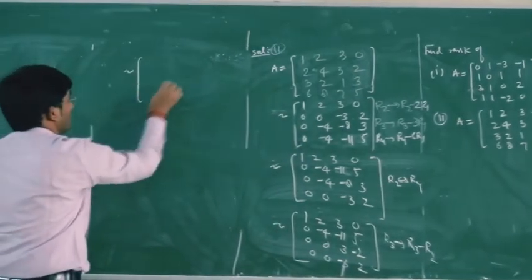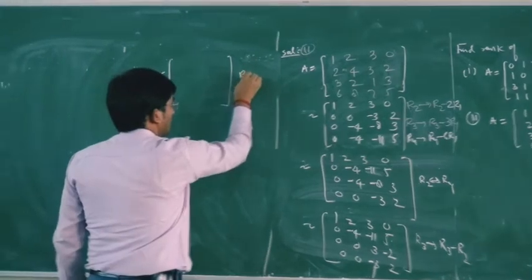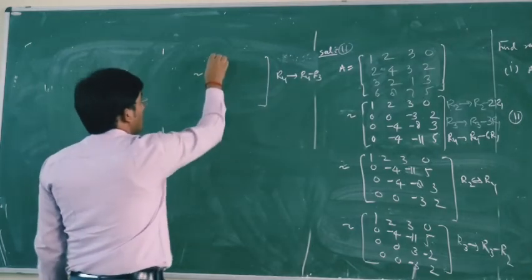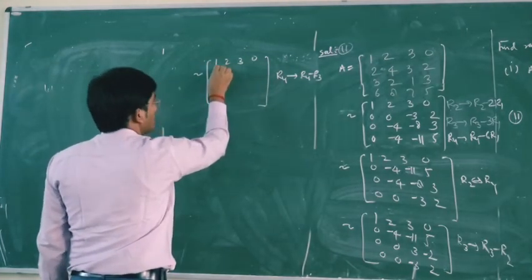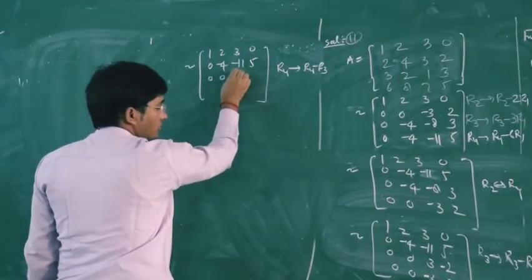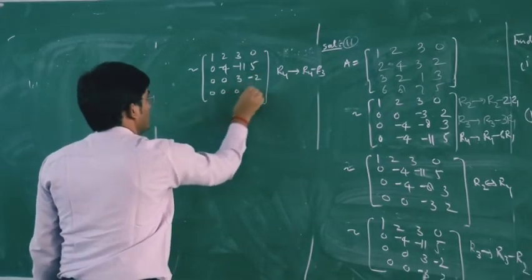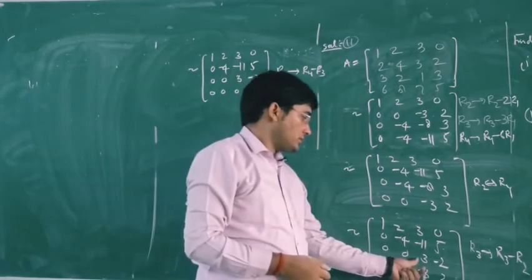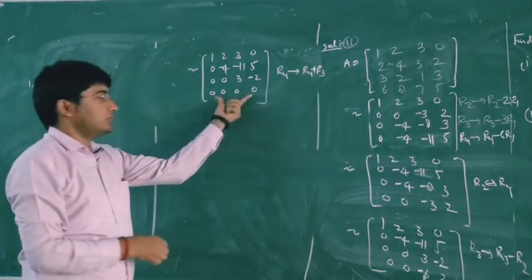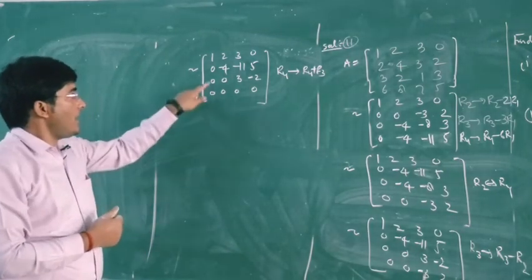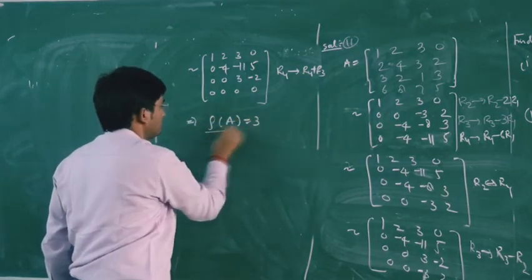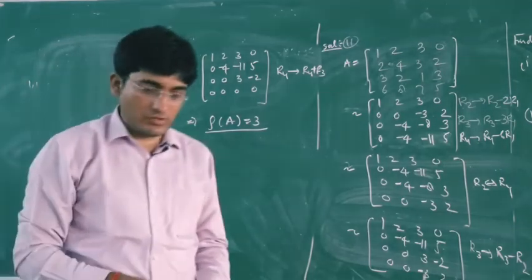Now this is equivalent to, now let us perform R4 minus R3. So we have 1 2 3 0, 0 minus 4 minus 11 5. Then 0 0 3 minus 2. Now this will become your 0, because your R4 plus R3 will be 0. So as we have 3 non-zero rows, the rank of the matrix is equal to 3. So the rank of the matrix in this case is equal to 3.